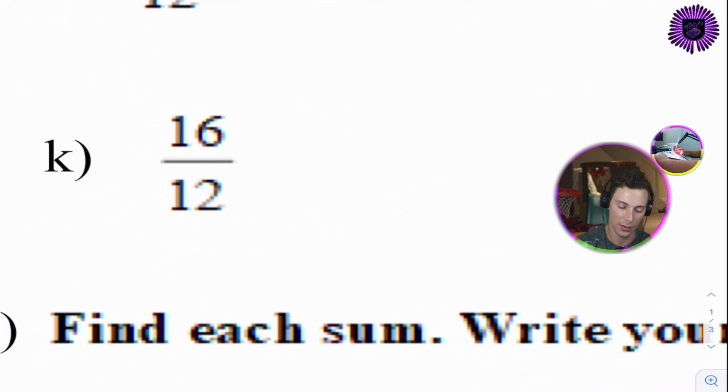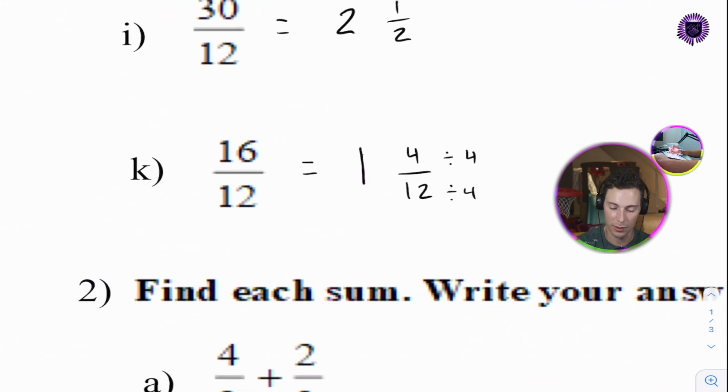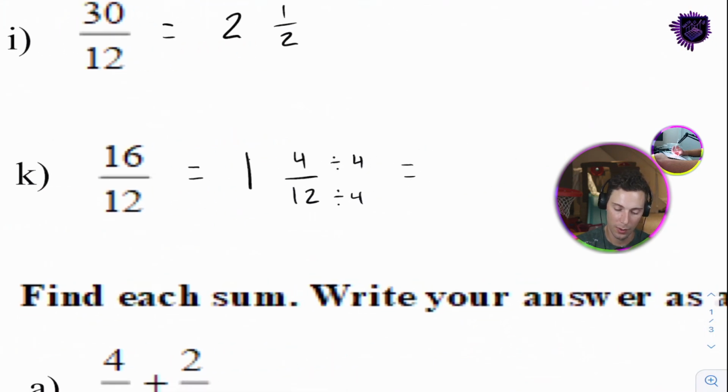16/12. So I'm going to make an equivalent fraction, a mixed number, and I'm going to say that it's going to be 1 whole group of 12 in 16, and there's going to be 4/12 remaining. So 16 minus 12 is going to equal 4. Right? That's where I'm getting my numbers from. And then I can simplify this by dividing both by 4, and this is going to be equal to 1 and 1/3.